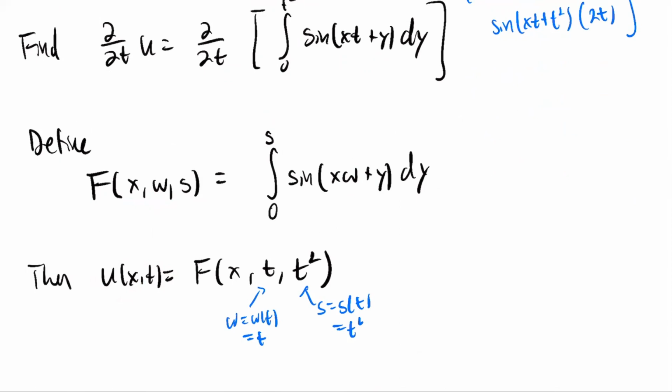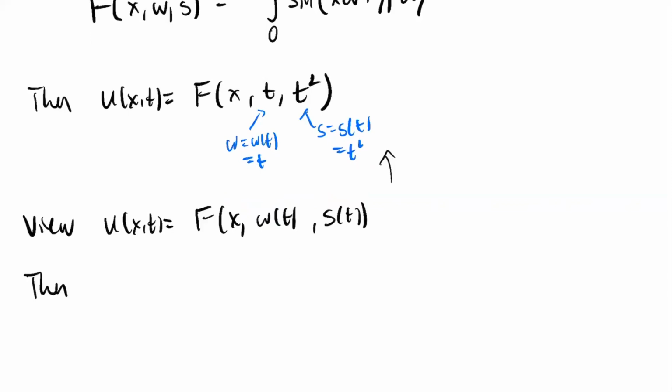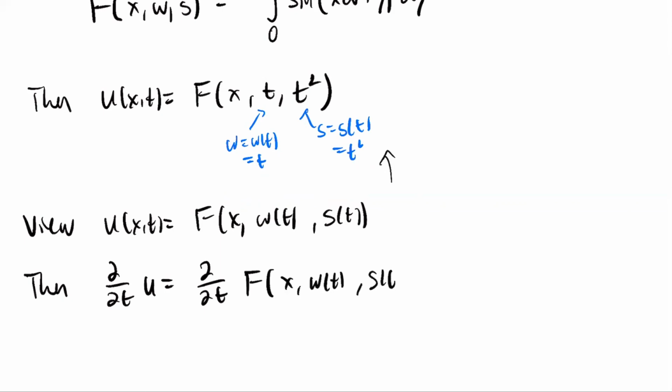Right, and so now what we're going to do is view my function u of x, t as this function F, but w is going to be a function of t, and s is another function of t, in exactly this way up here, right? And so, then if I take the derivative with respect to t of u, this is equal to the derivative with respect to t of this expression here involving my function F. But now we're in exactly the sort of situation where you learn to use the multivariable chain rule, right? We can use exactly that.